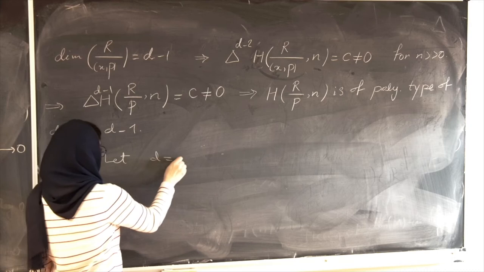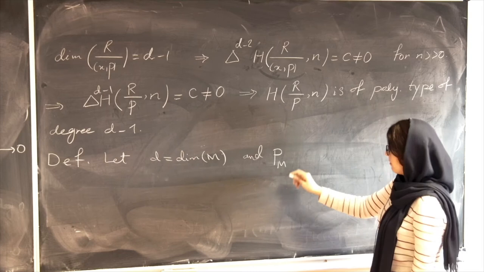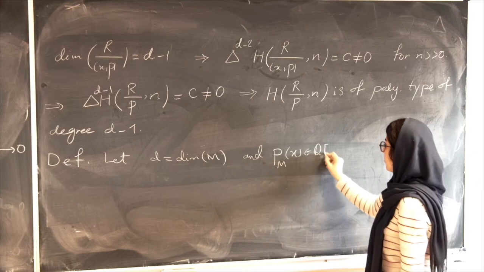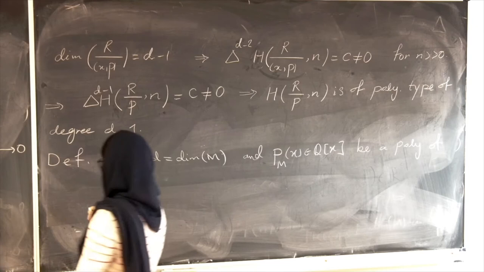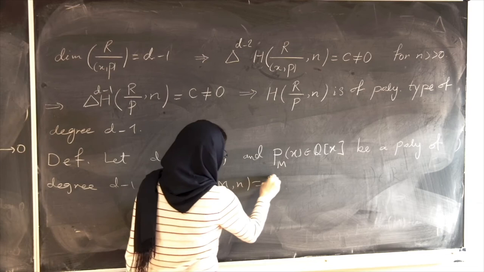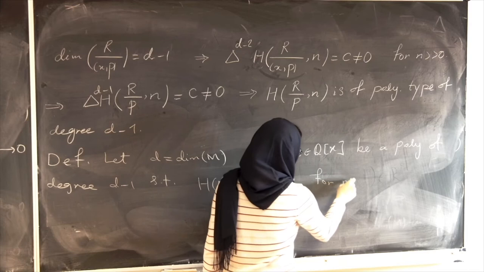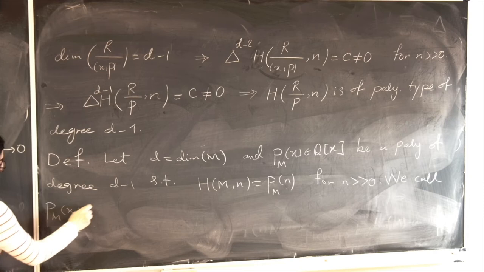So let's see the dimension of our module. I show this polynomial by P sub n, which is a polynomial in Q[x] of degree d minus 1, such that for large n, the Hilbert function coincides with this polynomial. So we call P_n the Hilbert polynomial of n.